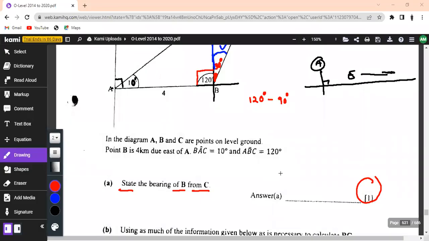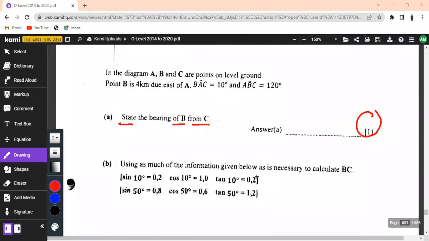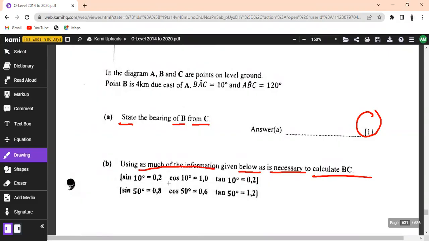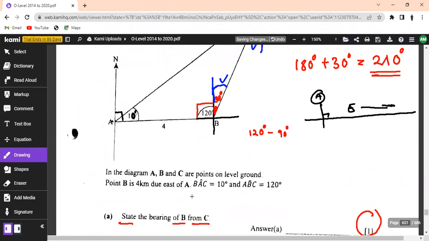Okay, so guys, let us just see the other page here that we have. Using as much information given below. Guys, take note, using as much, which means if this information is not used, then you have done nothing, because that information must be used. Okay, anyways, we want to calculate BC. From this information, let us calculate BC.